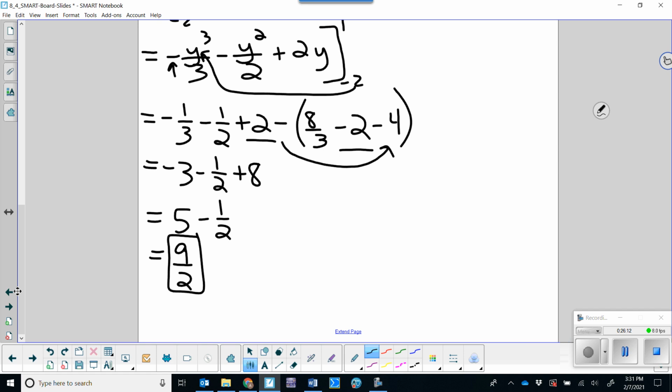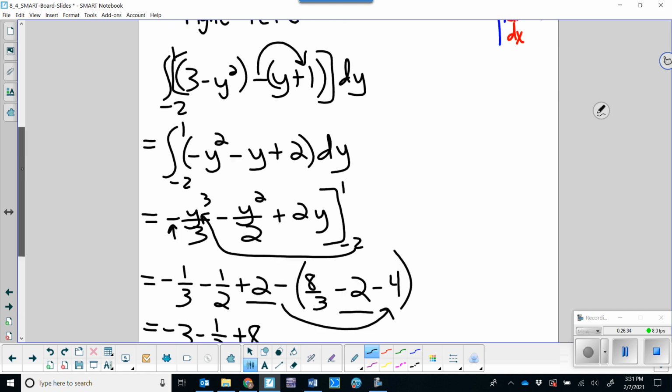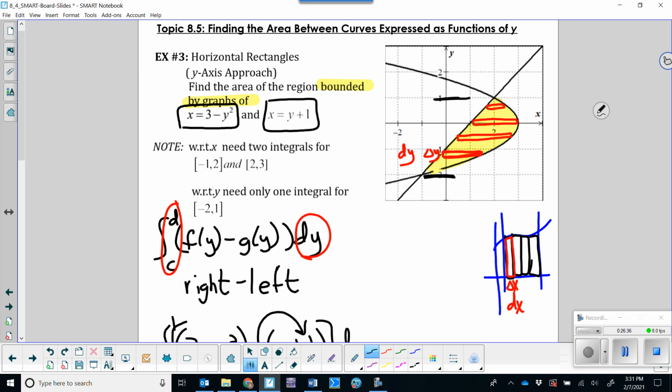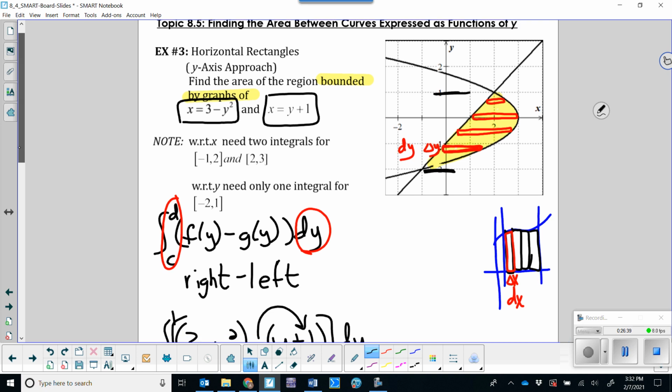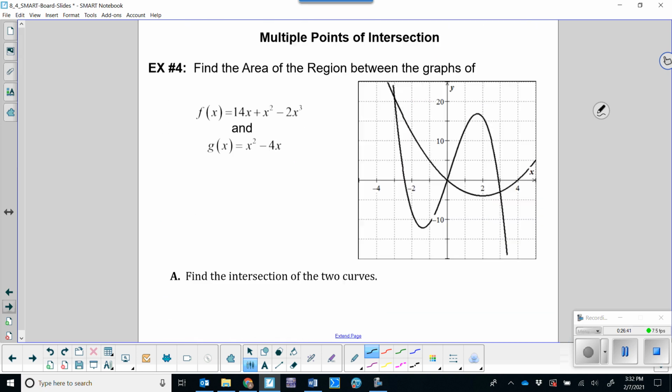Please practice on these problems doing it this way. Combine things that have the same denominators first. Get all your whole numbers added together. So much easier, okay? So much easier than trying to make everything over 6 and doing all of that work, okay? So you'll be much less likely to make a mistake. Okay, so what that means is the area of that yellow portion is 9 halves. Okay, so the area between those two things.